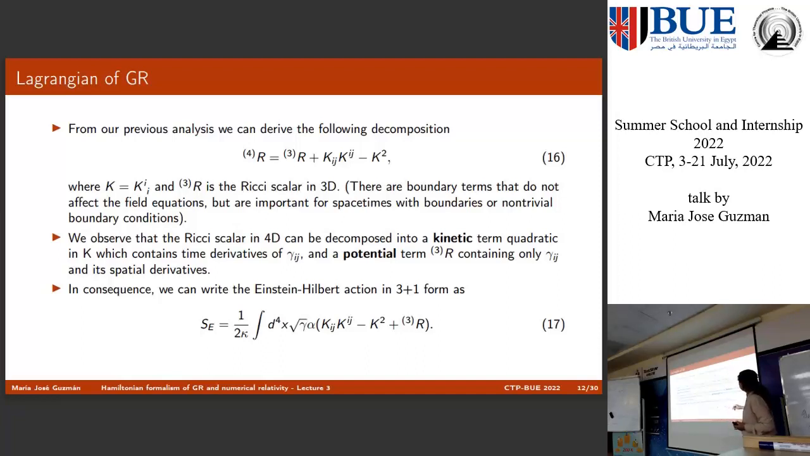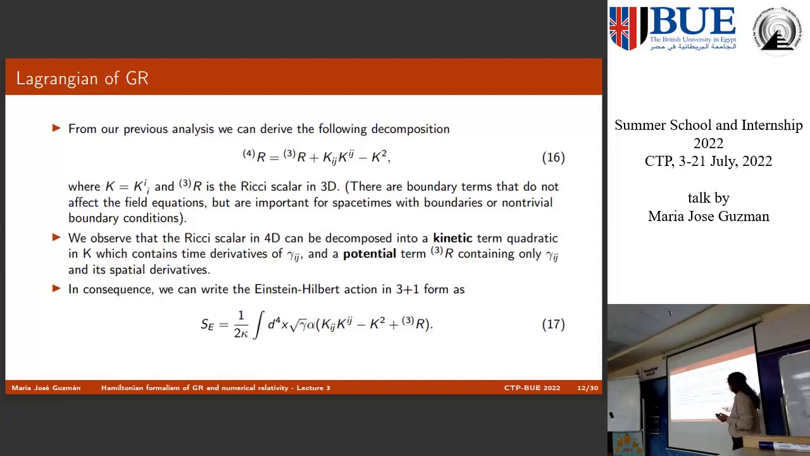And then we see here that physically it can be interpreted somehow like the Ricci scalar in 4 dimensions. It is some sort of kinetic term, because the K goes with the time derivative of the metric. So this is like x dot squared. And this is some sort of potential because it doesn't have any time derivatives. Somehow a classical interpretation for general relativity. We write our Einstein-Hilbert action in 3+1 decomposition like this.